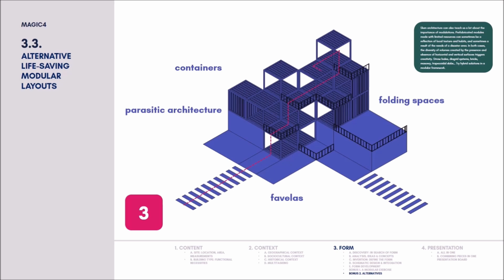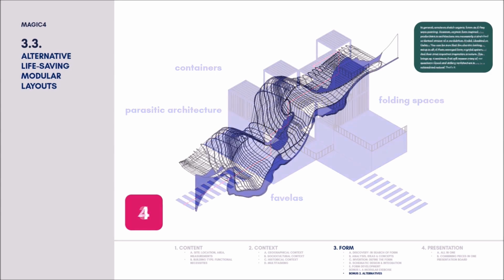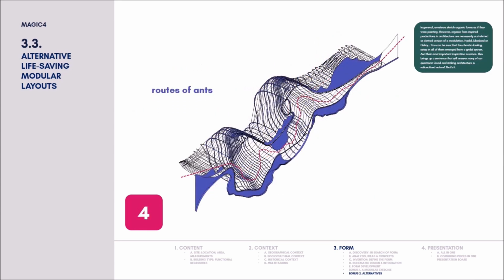Straw bales, diagrid systems, bricks, masonry, trapezoidal slabs. Try hybrid solutions in a modular framework. 4. Roots of ants, natural bumps, movements of worms, architecture of erosions.